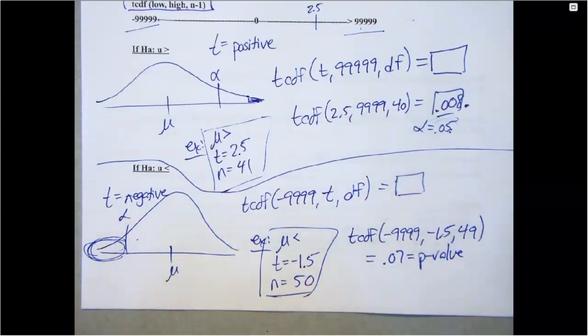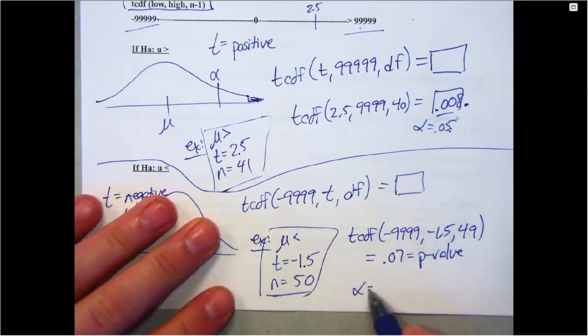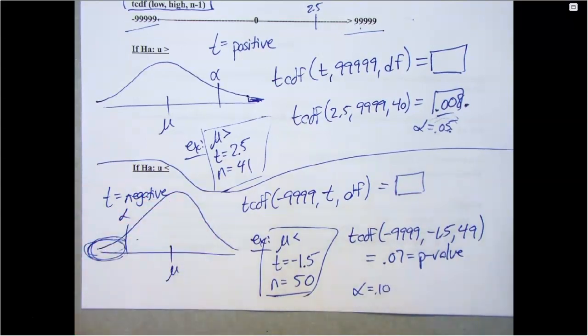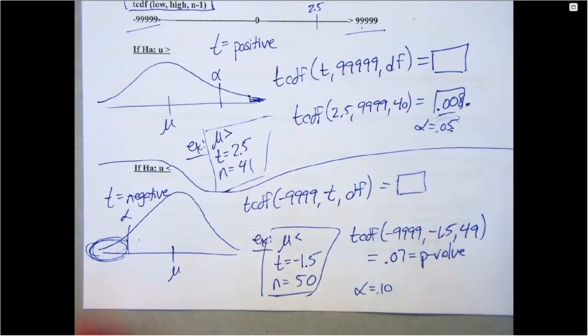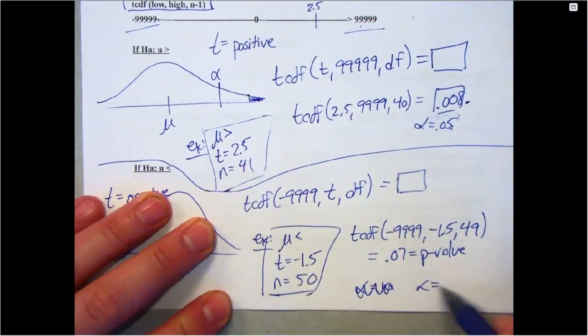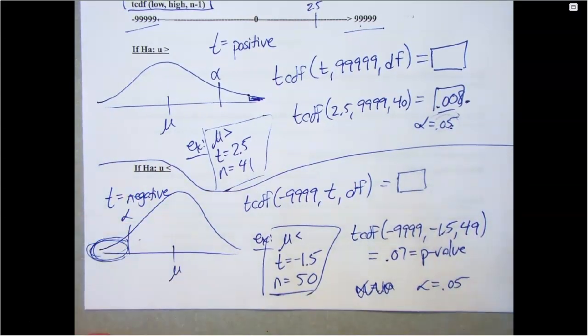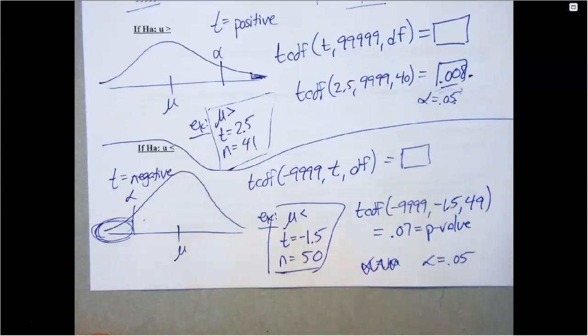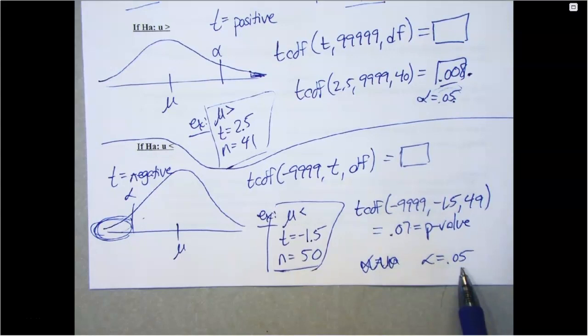We get 0.07? Alright, let's say alpha was 0.10. What would we do with H naught? Reject it or fail to reject it? We reject it. Why? Because this p-value is smaller. But let's say alpha was 0.05. Would we reject H naught or fail to reject it? Fail to reject it because the p-value is bigger.